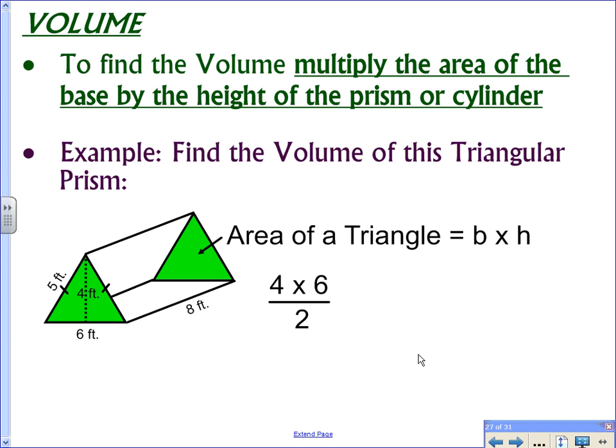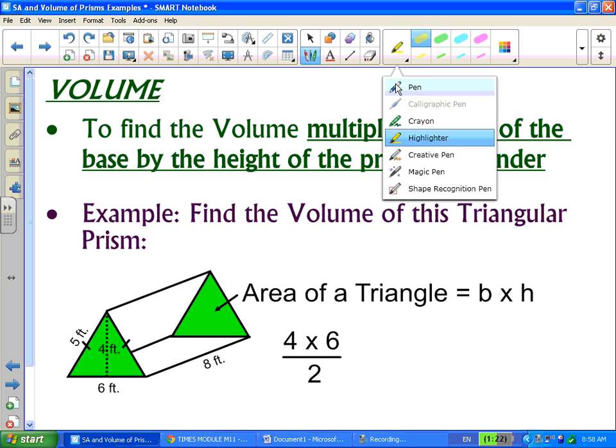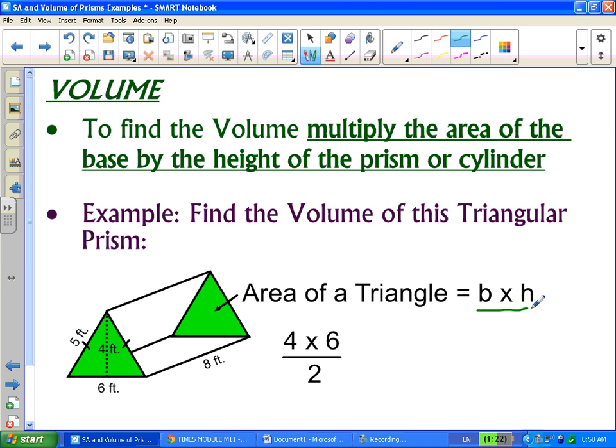Now we're going to work on a triangular prism. The basic idea is the same. We're going to multiply the area of the base by the height of the prism. So in this case, our base is a triangle. So we're going to find the area of the triangle by doing base times height divided by 2. I'm missing divided by 2 there, so it should be divided by 2.